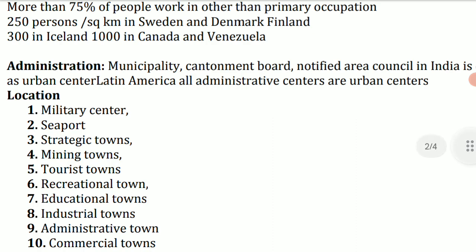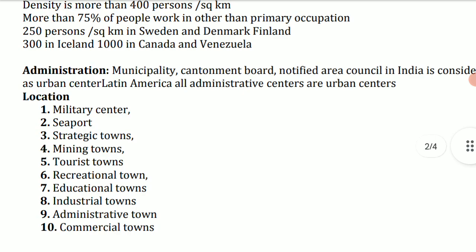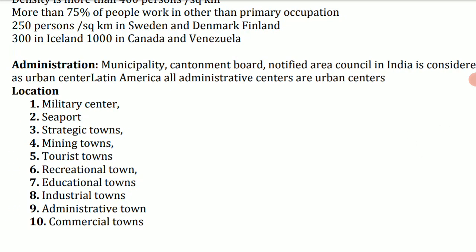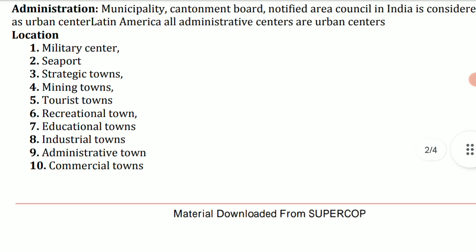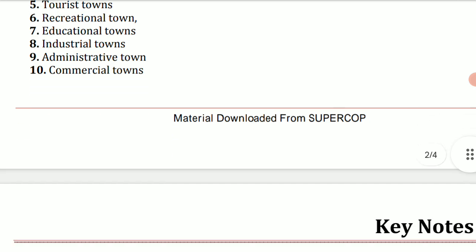Now talking about administration, so first is municipal level, cantonment board, notified area council. In India, it is considered as urban. In Central Latin America, all administrative centers are urban centers. Location: military center, seaport center, strategic towns, mining towns, tourist towns, recreational towns, educational towns, industrial towns, administrative towns, commercial towns.